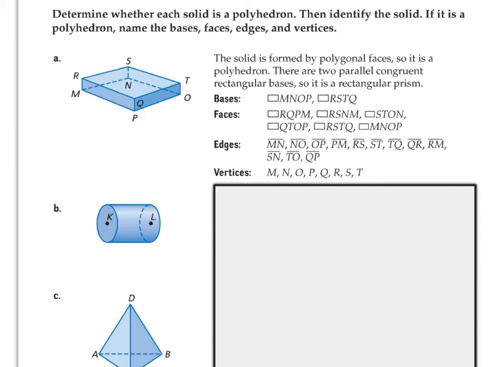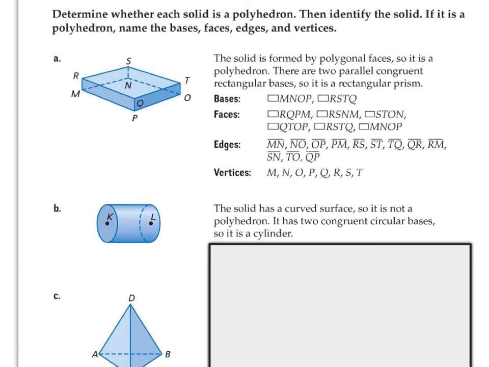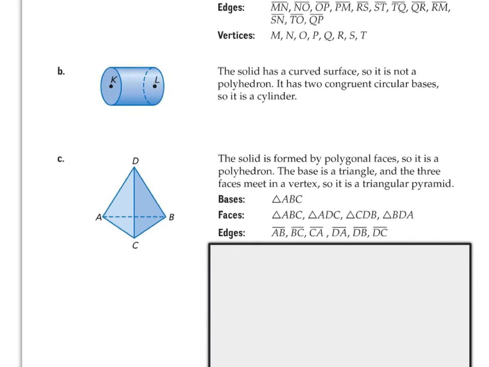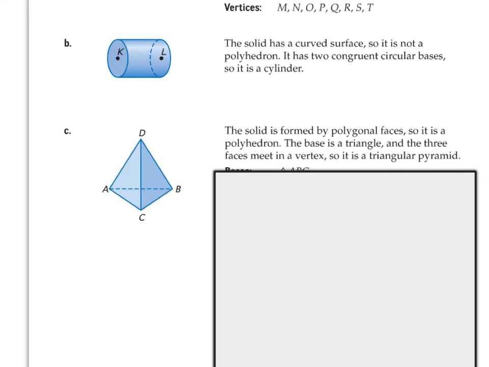Okay, and then the next example is not a polyhedron because it has a curved surface. So it has 2 congruent circular bases, so it's called a cylinder. It's not one of our polyhedrons. All right, and then one more example. Here, let me slide it up so we can see it a little bit better. Okay, is this a polyhedron?